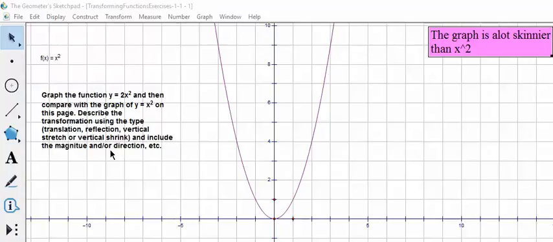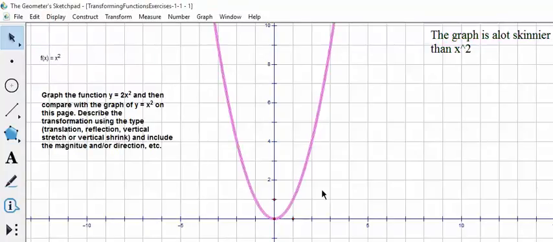Did it translate by so many? Did it shrink by so many? So what we're going to do, first of all, this is the parent function. So this right here, f of x equals x squared, that's the most basic parabola quadratic function you can make. So that one's already there.